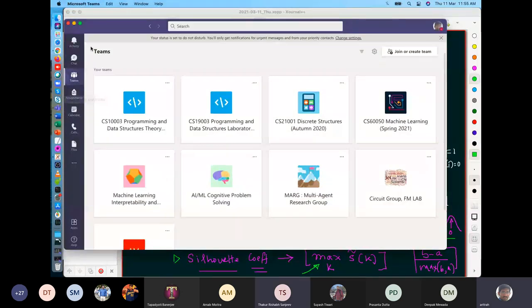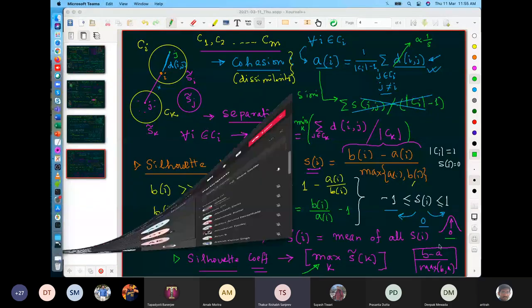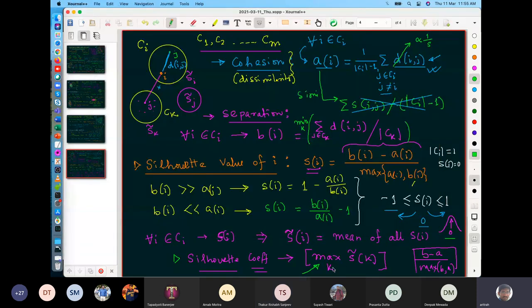Sir, in the assignment, for the final silhouette coefficient, it is given to use the mean of all the silhouette values. Yes, I said so. You use what is written in the project. I said it's max one. You can use a mean also here. Average of all silhouette values, yes.